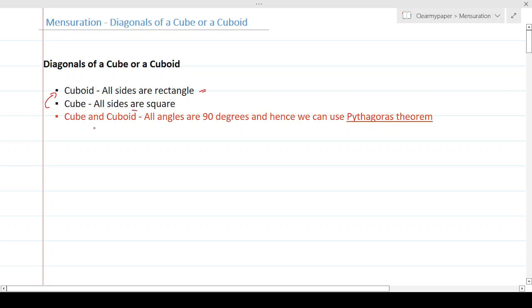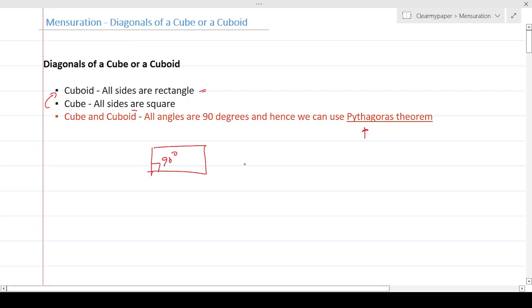And for both of them, cube and cuboid, if you see any two edges, they will always intersect at 90 degrees. Always remember that. And hence, we can apply the Pythagoras theorem. That is going to be the foundation of this topic, where we will use the Pythagoras theorem to calculate the diagonals of a cube or a cuboid. So let's get started.